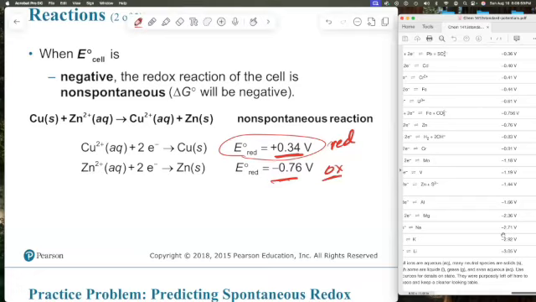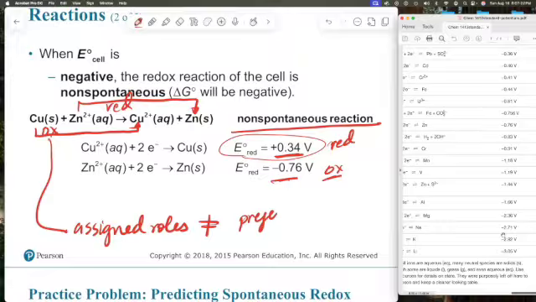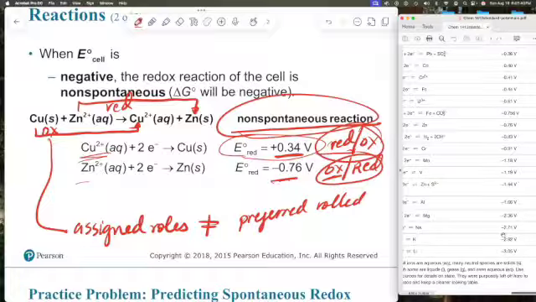So let's see what happened here. Since Cu becoming Cu2 plus is oxidizing, and then Zn2 plus becoming Zn0 is reducing, the reason why it ended up being a non-spontaneous reaction is that assigned roles are not equal to preferred roles. When paired together, copper wants to be the one reduced, and zinc wants to be the one oxidized. Over here, copper was oxidized and zinc was reduced. You can see these don't match, and that's why you have a non-spontaneous reaction.